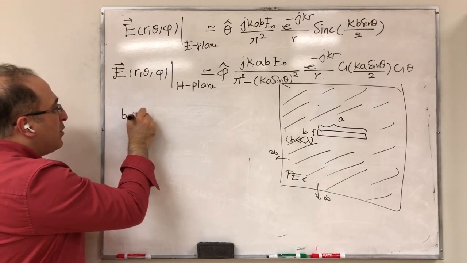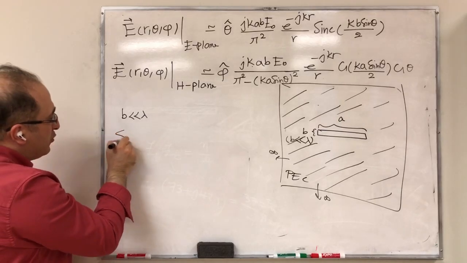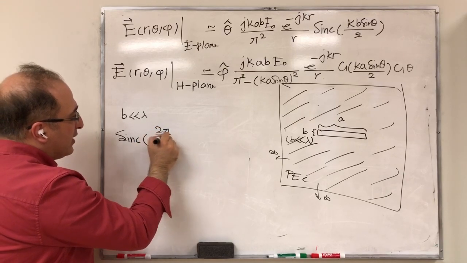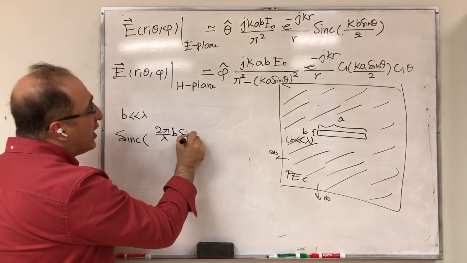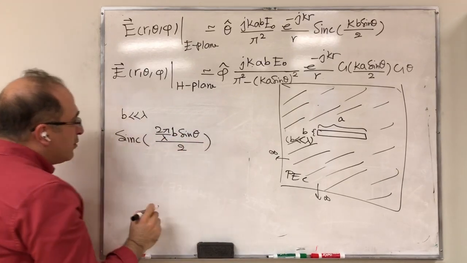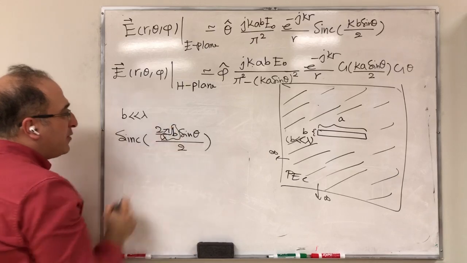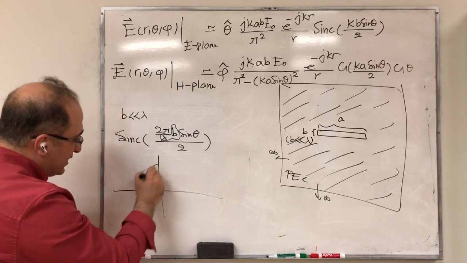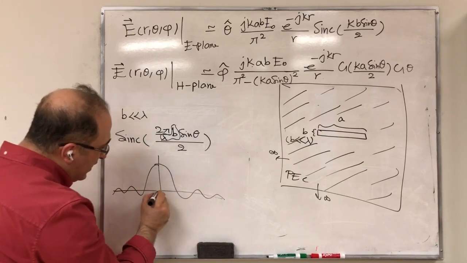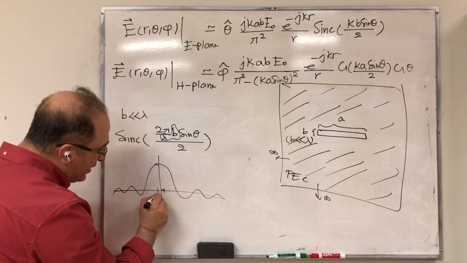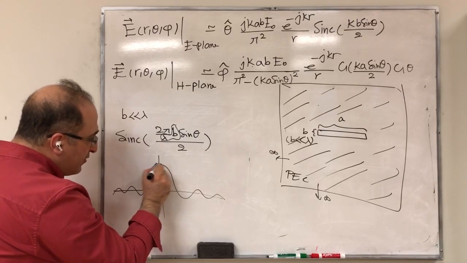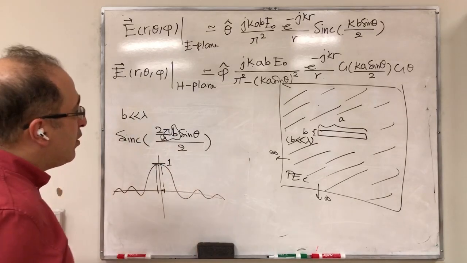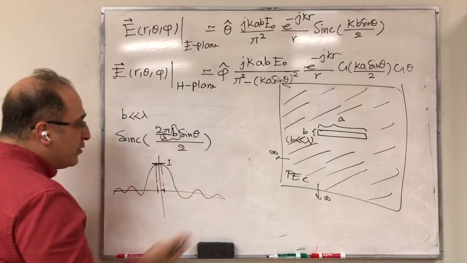If B becomes much smaller than the wavelength, then what would be my sinc? Sinc of K becomes 2 pi over lambda B sine theta divided by 2. But now my B divided by lambda becomes extremely small. And look at the sinc function. So this is the sinc function. You see, if I have a very small value, the value of sinc is about 1. So if B divided by lambda goes to 0, becomes very small, the sinc value is about 1.